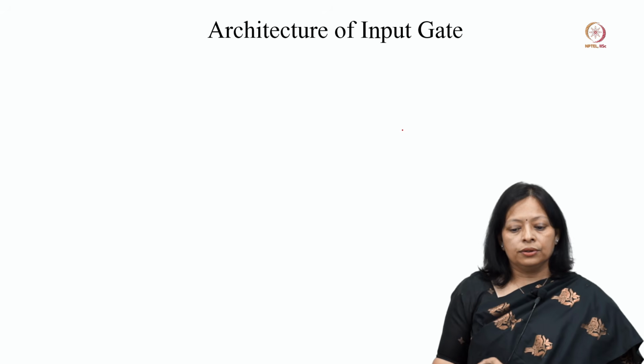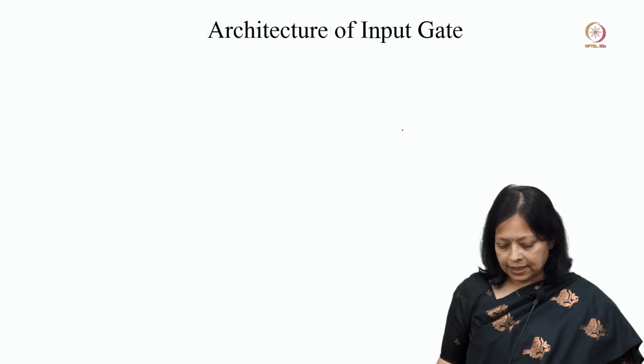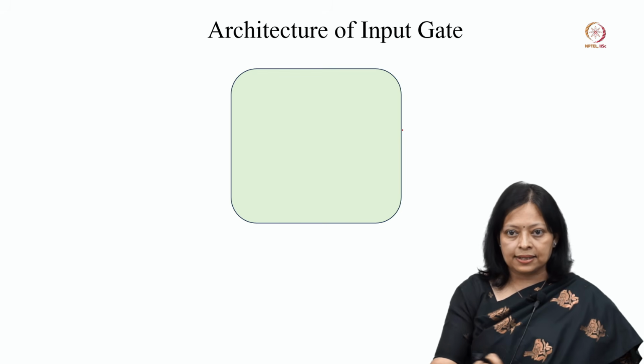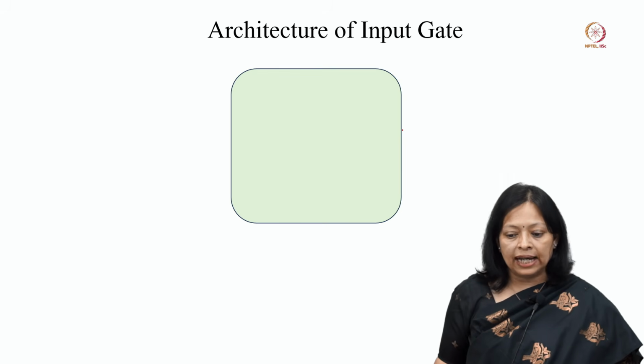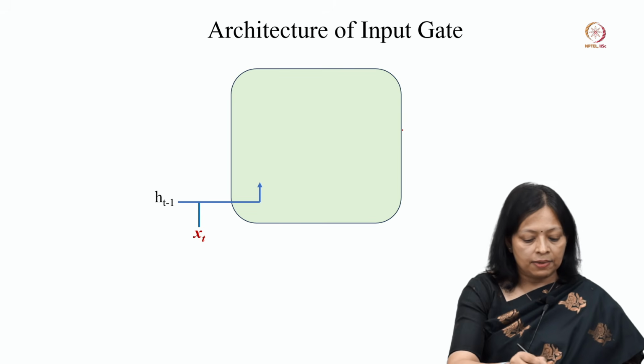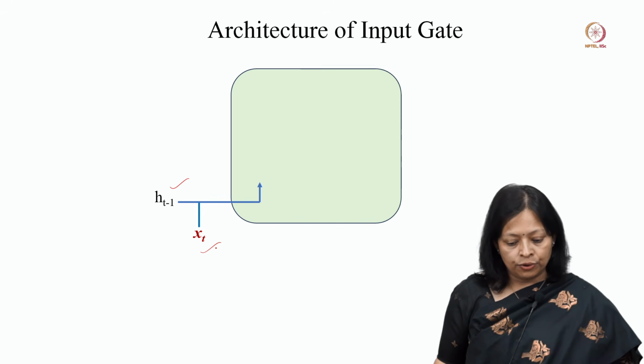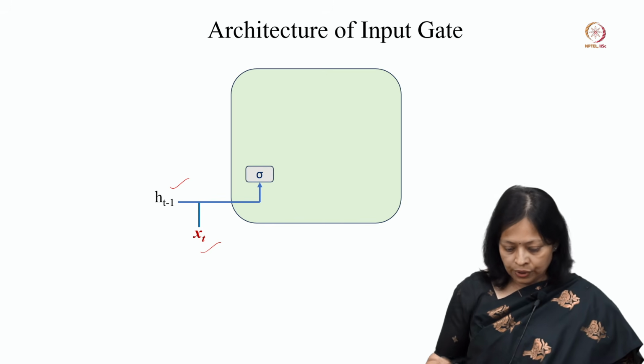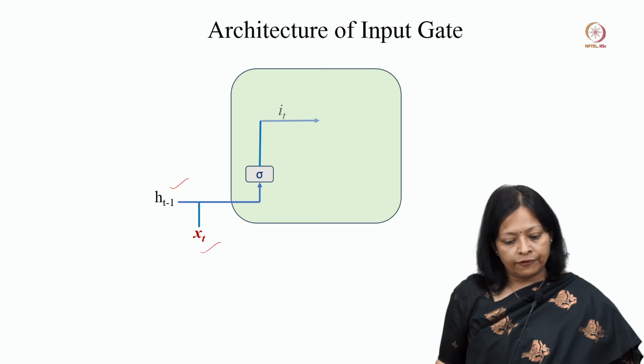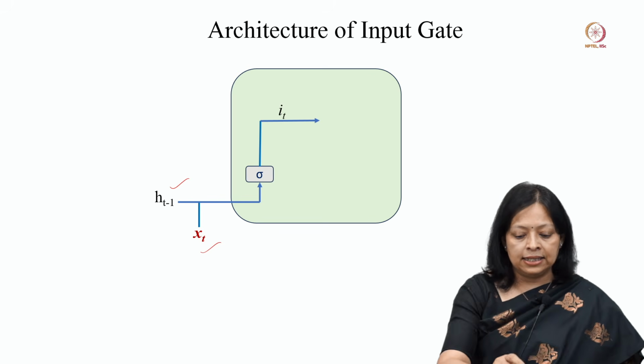Now, we will look into the architecture of the input gate. What exactly is there in the input gate? Suppose this is a black box of the input gate. We will see what the inputs to the input gate are. Once again, ht minus 1 and xt are the two inputs to the input gate, and both of these go through the sigmoid function and we get it from there.